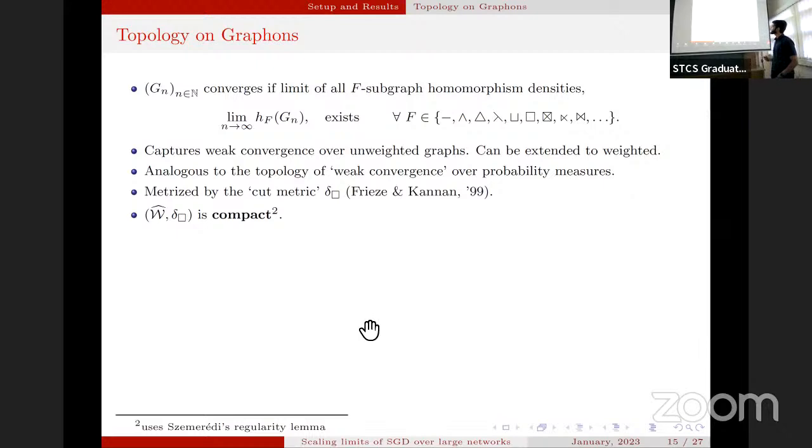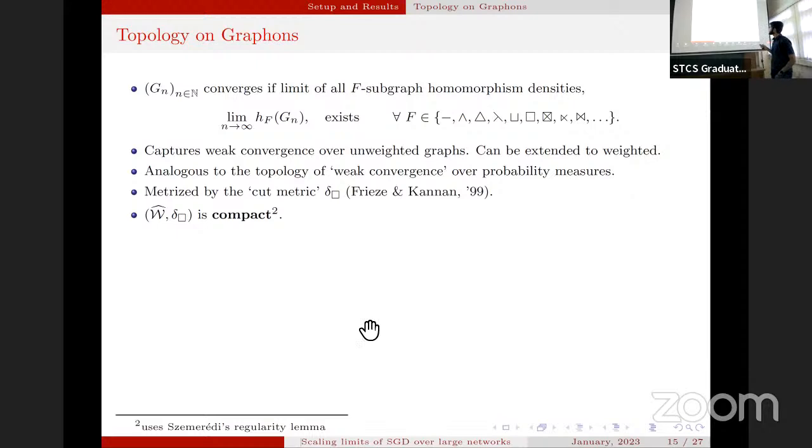And this actually captures weak convergence notions over unweighted graphs. So this is like checking the distribution from all finite subsamples. And this topology can be extended to weighted ones also. You just extend the definition to weighted ones, you can make sense of this definition. That is graph convergence. And this is very analogous to the topology of weak convergence that we are very familiar with over probability measures. We are looking at certain test functions, and for all these test functions, these numbers happen to converge. I will say that my graphs are converging.